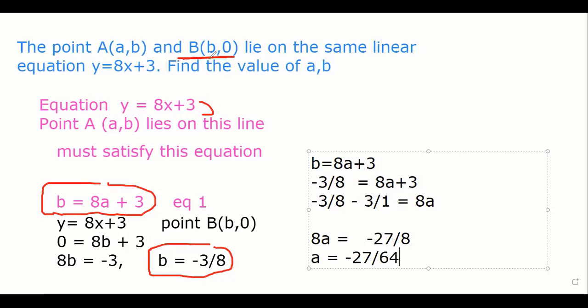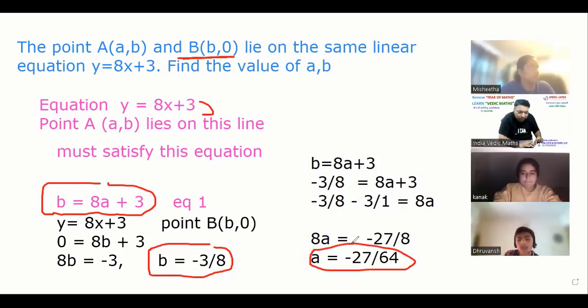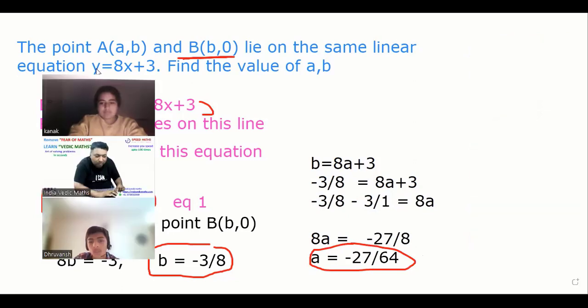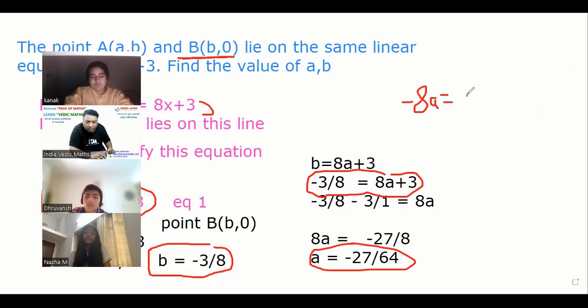Sir, I have a question. Yes, please. You said we did negative 3 by 8 minus 3 is equal to 8A. In that one, can we shift the 8 to the other side also? You can shift it here itself. If you shift 8, the other side becomes minus 8A equal to 3 plus 3 by 8, right?